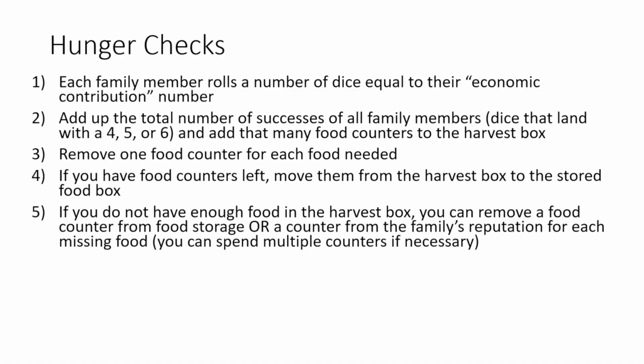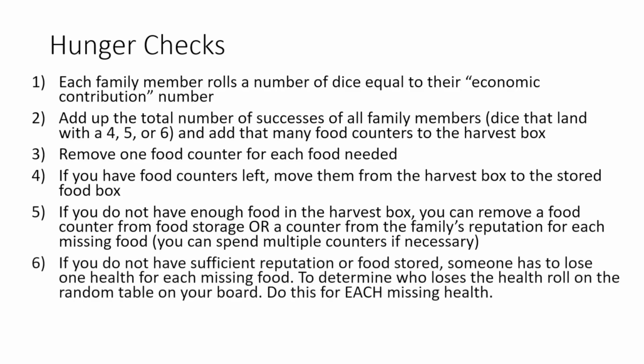If you do not have enough food in the harvest box, you can remove a food counter from food storage or a counter from the family's reputation for each missing food. If you do not have sufficient reputation or food stored, someone has to lose 1 health for each missing food. To determine who loses the health, roll on the random table on your board. Do this for each missing health. If anyone dies, let me know.